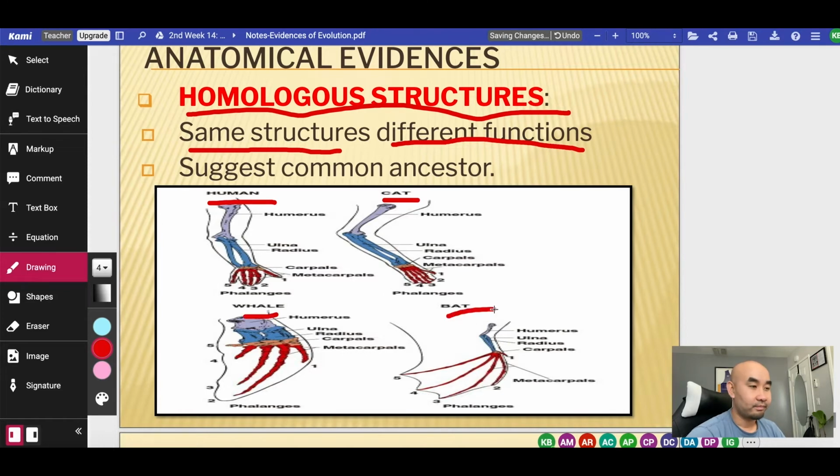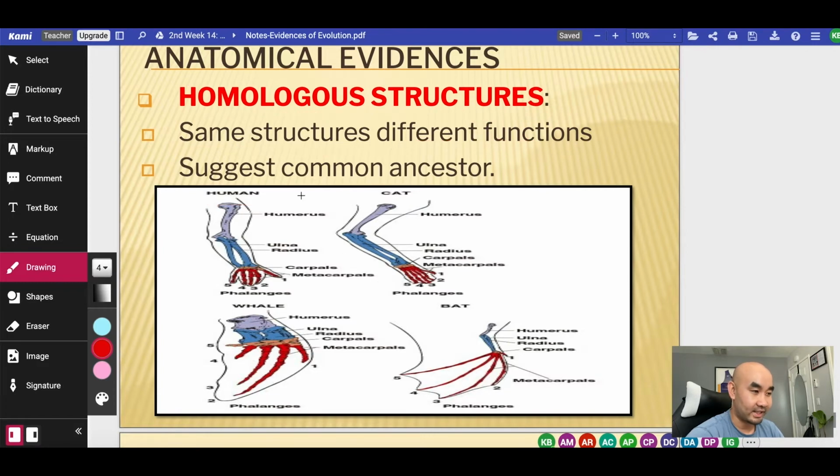They all have the same bone structure, right? Now we can highlight it here for you. Same bone structure, same bone structure. But then, of course, they are used for different functions. This does suggest a common ancestor. That means they evolved from the same ancestor. So it does suggest, right?